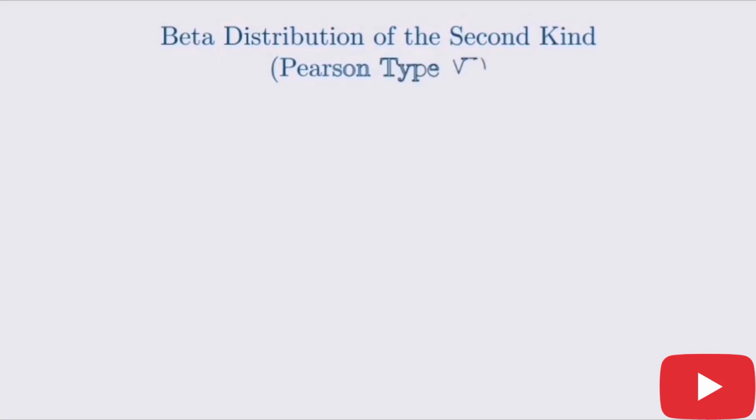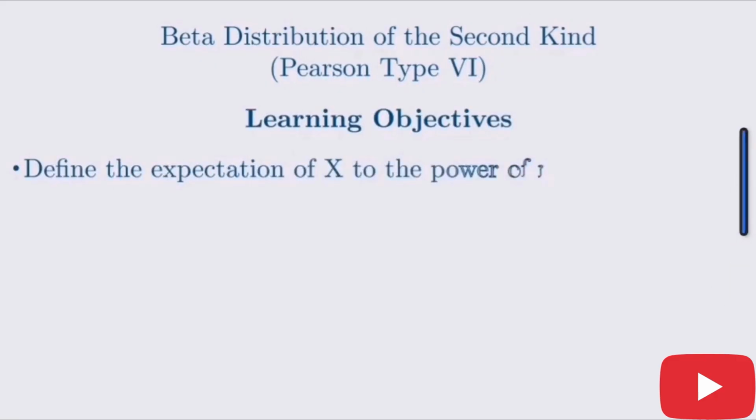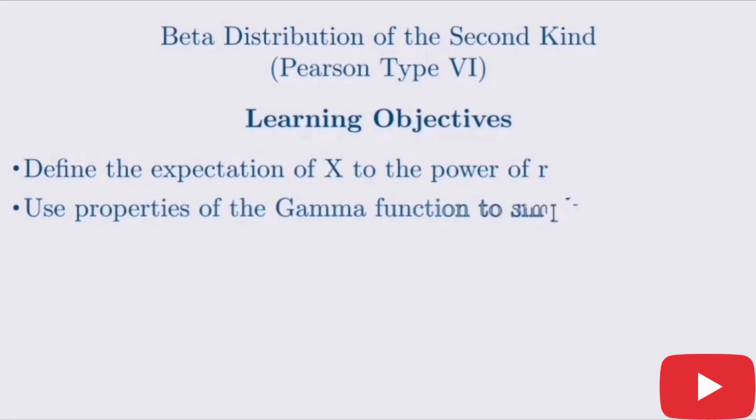We are going to dive into mathematical statistics and derive the rth moment for a specific continuous probability distribution known as the beta distribution of the second kind, or the Pearson Type VI distribution. By the end of this video, you will be able to set up the integral for the rth moment and use the properties of the gamma function to arrive at a clean, algebraic expression for the result.